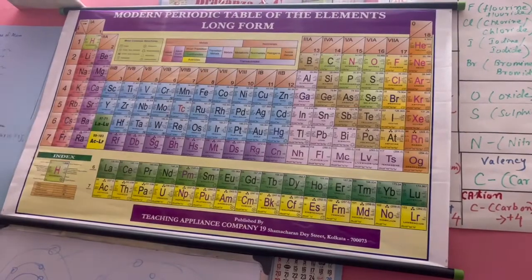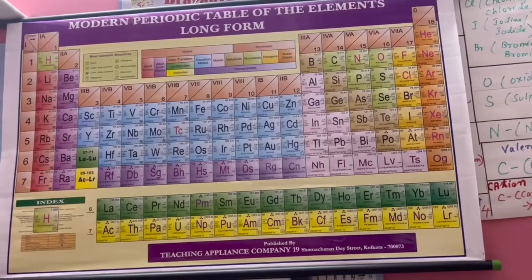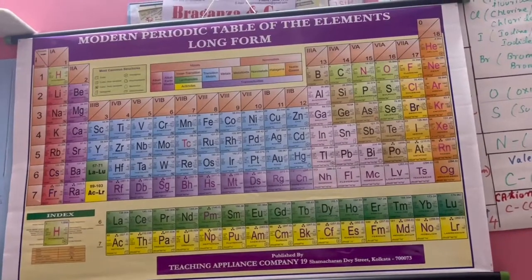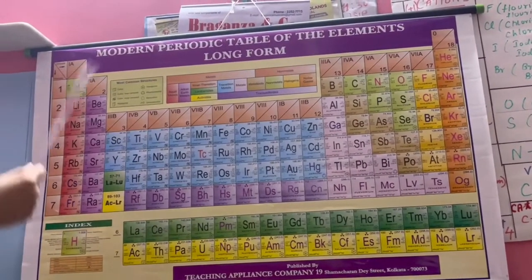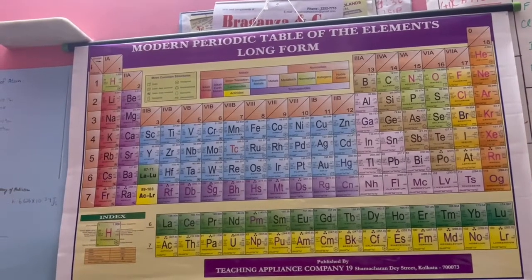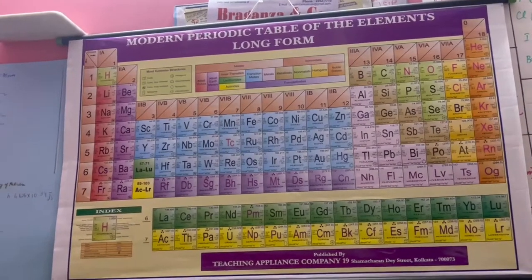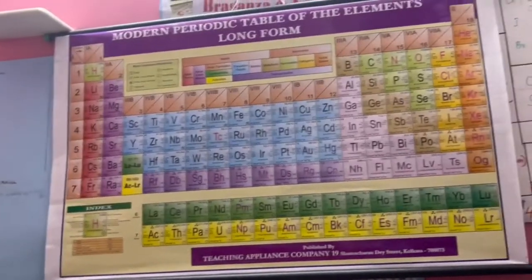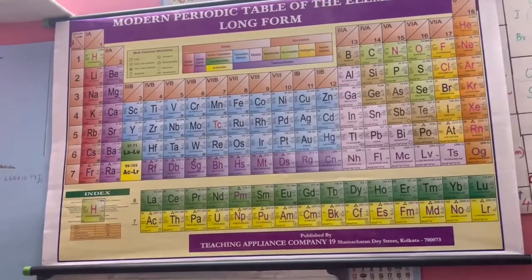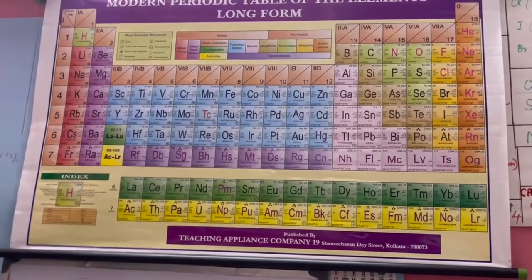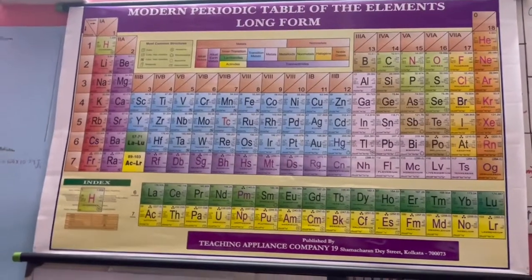Now, group 1 is known as the alkali metals. Group 1 has got valency 1. Group 2 has got valency 2 and they are called alkaline earth metals. Groups 3 to 12 are called transition elements because they have their two outermost shells incomplete. So groups 3 to 12 are known as transition elements.